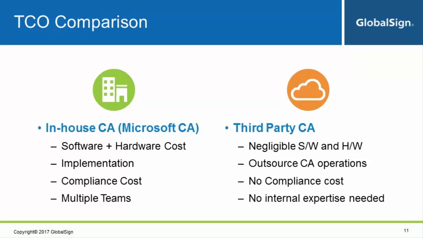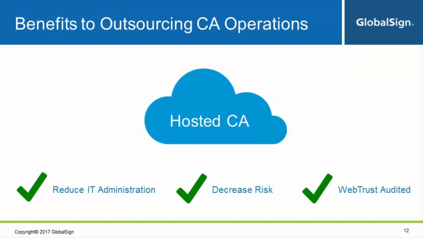A quick TCO comparison. So with on-prem CA, you have these challenges: software, hardware cost, implementation, compliance costs, multiple teams, and these get pretty much reduced on the right-hand side because it's all happening in cloud. So further few advantages: it's a reduced IT administration, as I already discussed. It's very easy to understand. It's like any other cloud solution that your IT costs, administration costs go down.